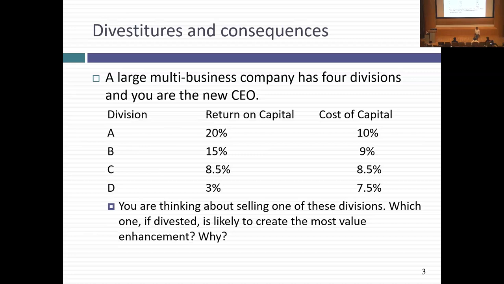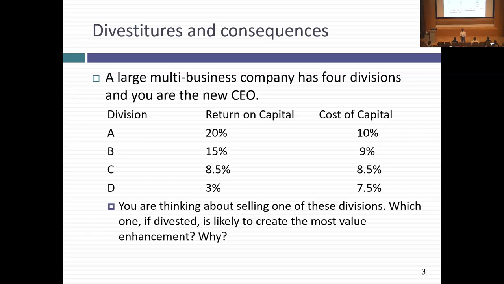You've risen up the ranks. You've now become the newly anointed CEO of a multi-business company. I've been very creative in naming the businesses. They're called A, B, C, and D. Okay. You can see they're very, very different businesses. I've computed the return on capital and cost of capital of each business. You ready? You're going to divest one of these businesses. Which of these businesses would you pick to divest?